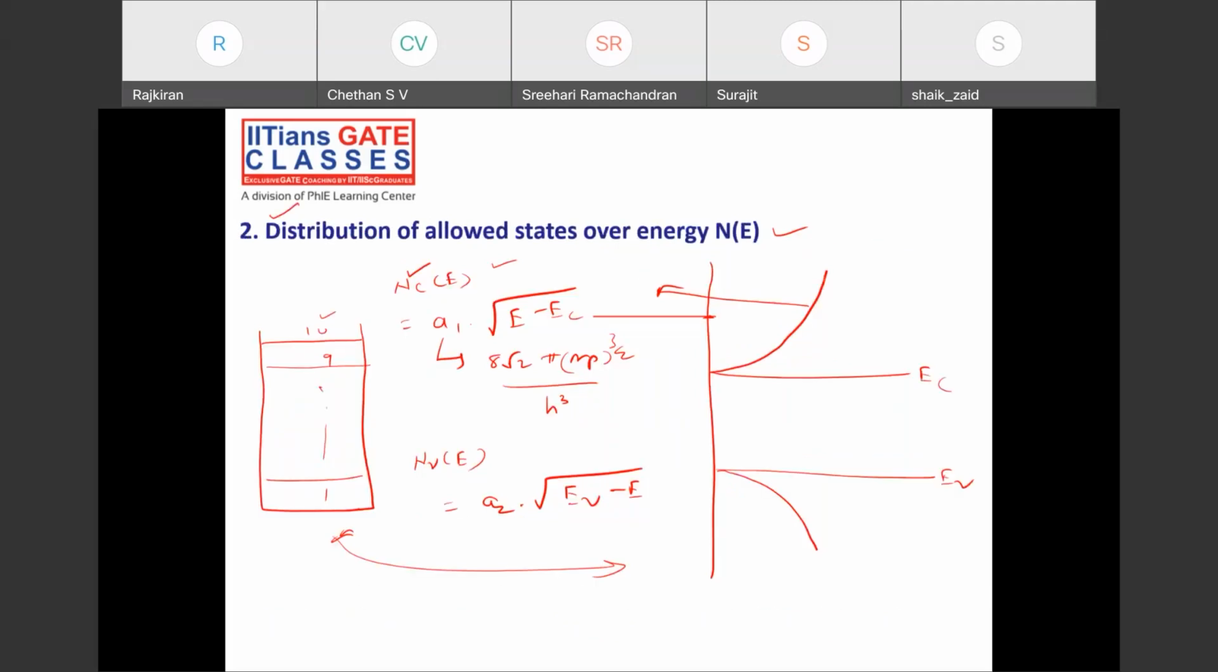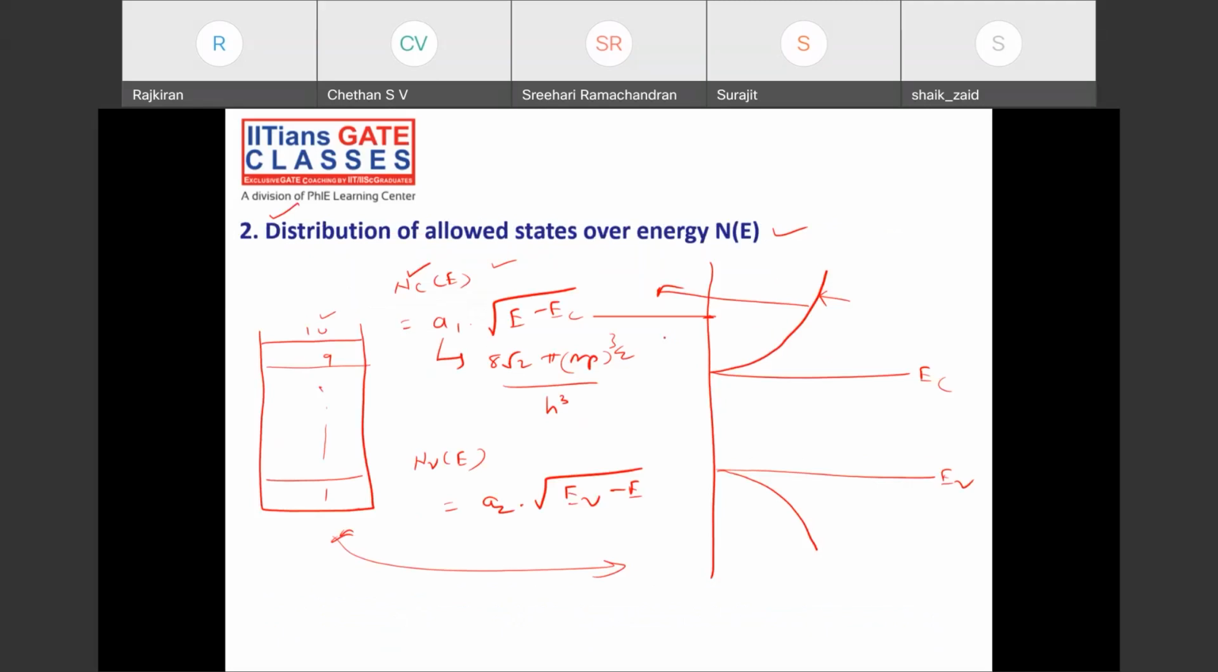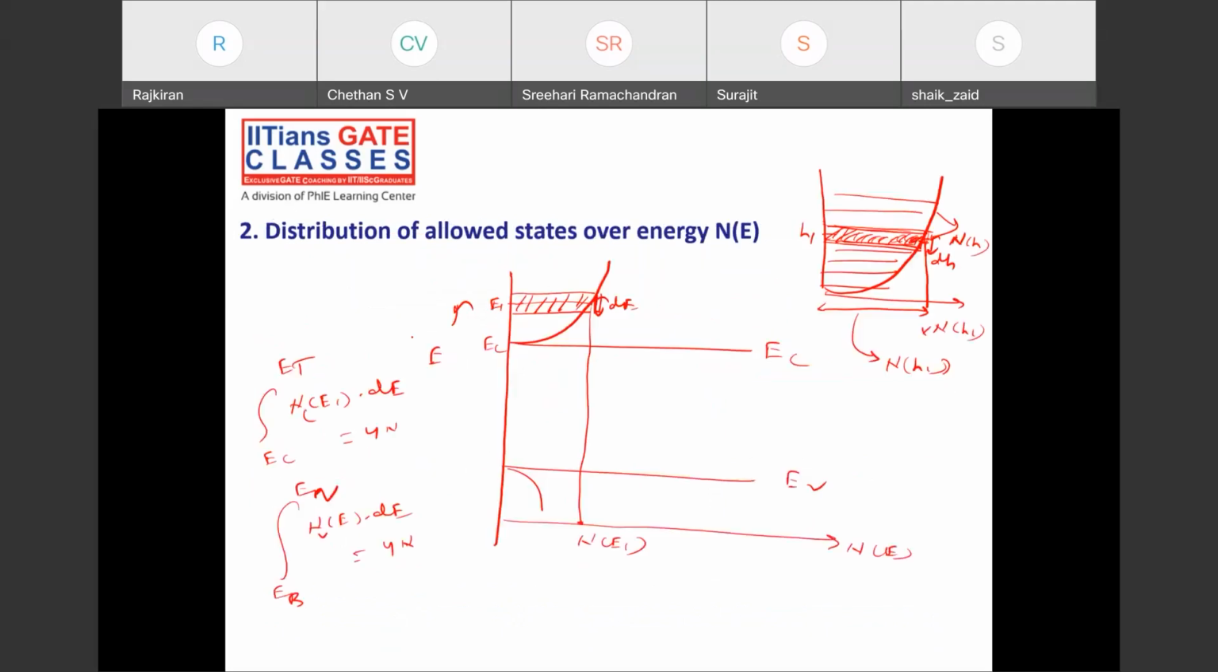This is my state available. Out of that, what fraction of available states is occupied by carriers? That will give me my number of carriers. Suppose I want to find out how many electrons are in the conduction band at an energy E1 between dE. So what do I have to do?